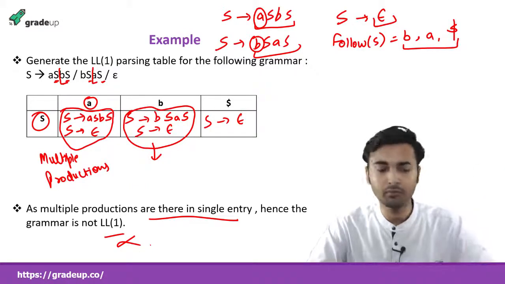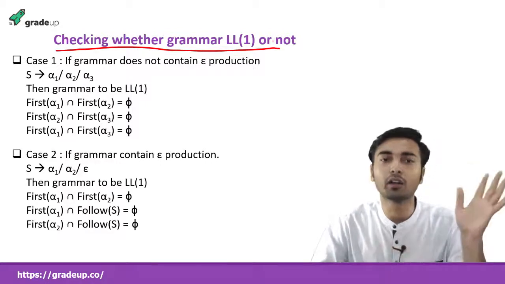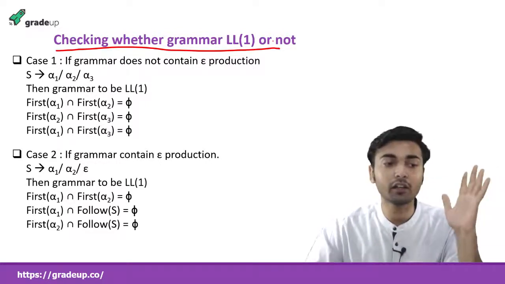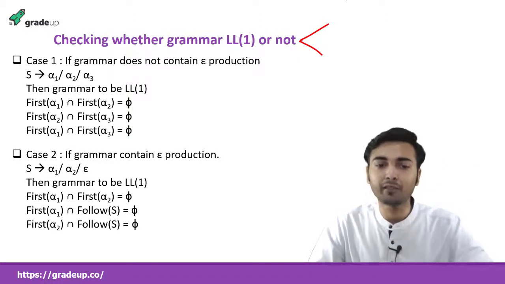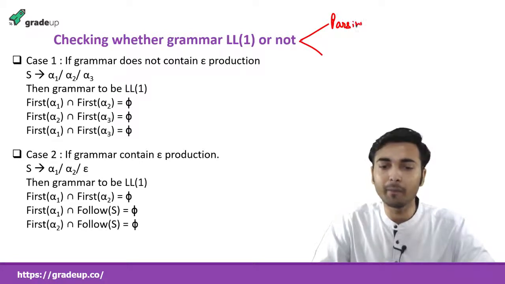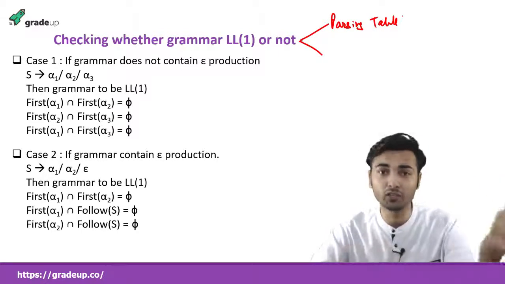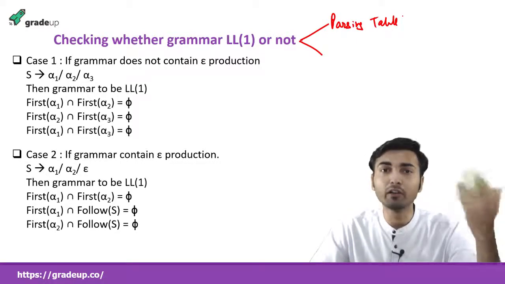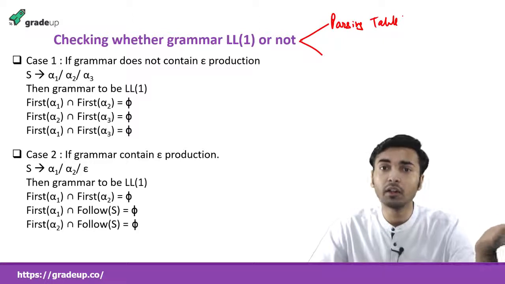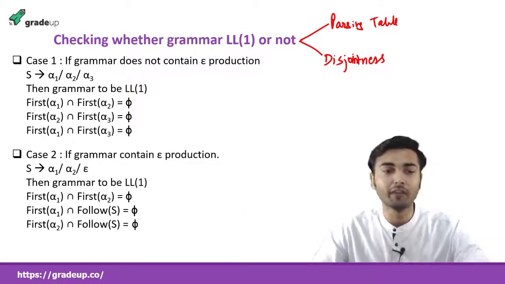Cleared? Any problem? Good. Now our next question, checking whether a given grammar is LL1 or not. There are two methods for this. First method, draw the parsing table and check if somewhere multiple productions come, it will not be LL1. But that is a very long method. If a very large grammar is given to you, the parsing table is also very large. That will take so much time. So the next method is disjointness. What is the method of disjointness?